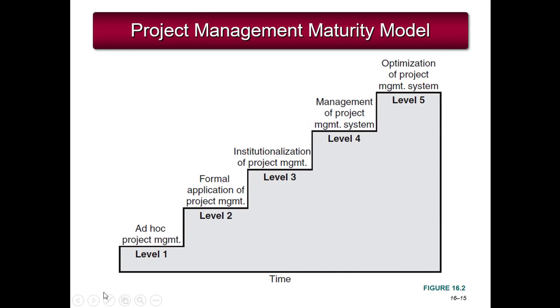So, the project management maturity model. Where is the organization in terms of how it approaches project management? How disciplined are they in their approach? So level 1, the lowest level, is the projects are managed in an ad hoc way. Level 2, there's a formal application of project management. Level 3, institutionalization of project management. Level 4, management of the project management system. And 5, optimization of the project management system. So at some point, there's a project management office implemented in these levels.